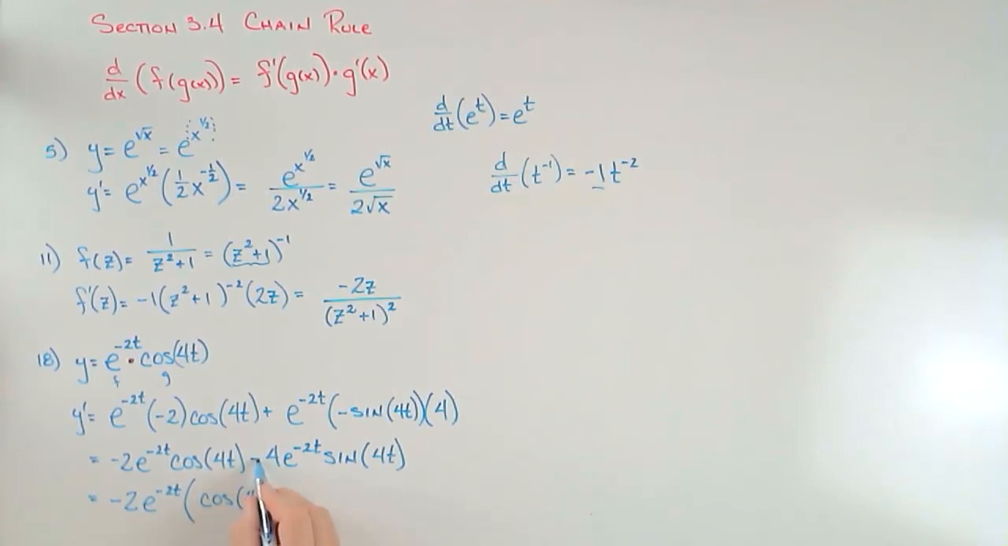Here we took out the negative. We took out a factor of 2 from 4, so that's going to be plus, right? Because we took the negative out, so we're going to get plus 2. We took e to the negative 2t out, so that's gone. And we have sine 4t. Okay, so that's number 18.